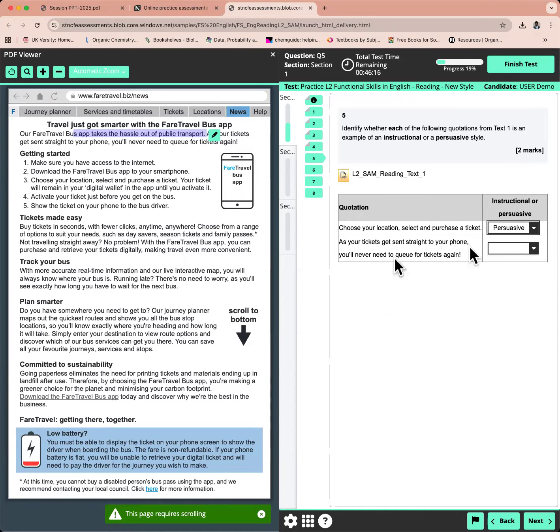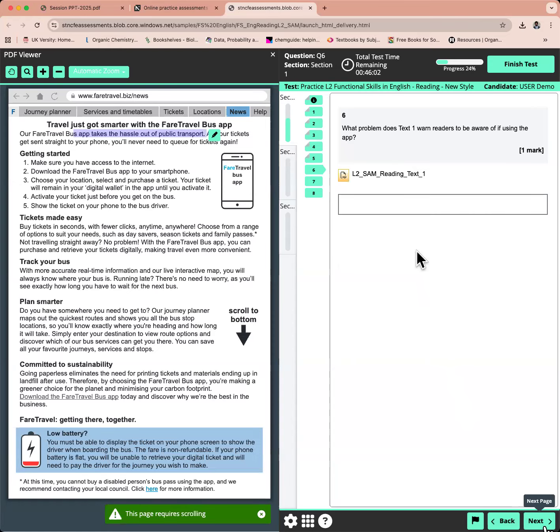As your tickets get sent straight to your phone, you'll never have to queue again for tickets. Again, this is something which is instructional, because they say as you buy your ticket through the Fare Bus app, the ticket is available to you straight away, and this is more of an instructional example.